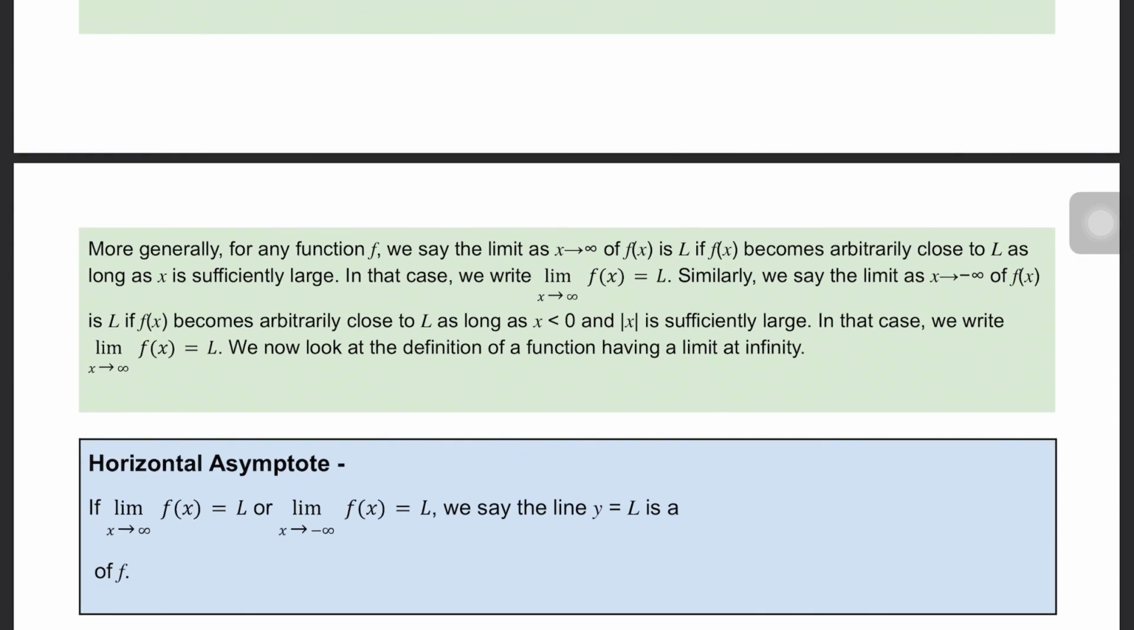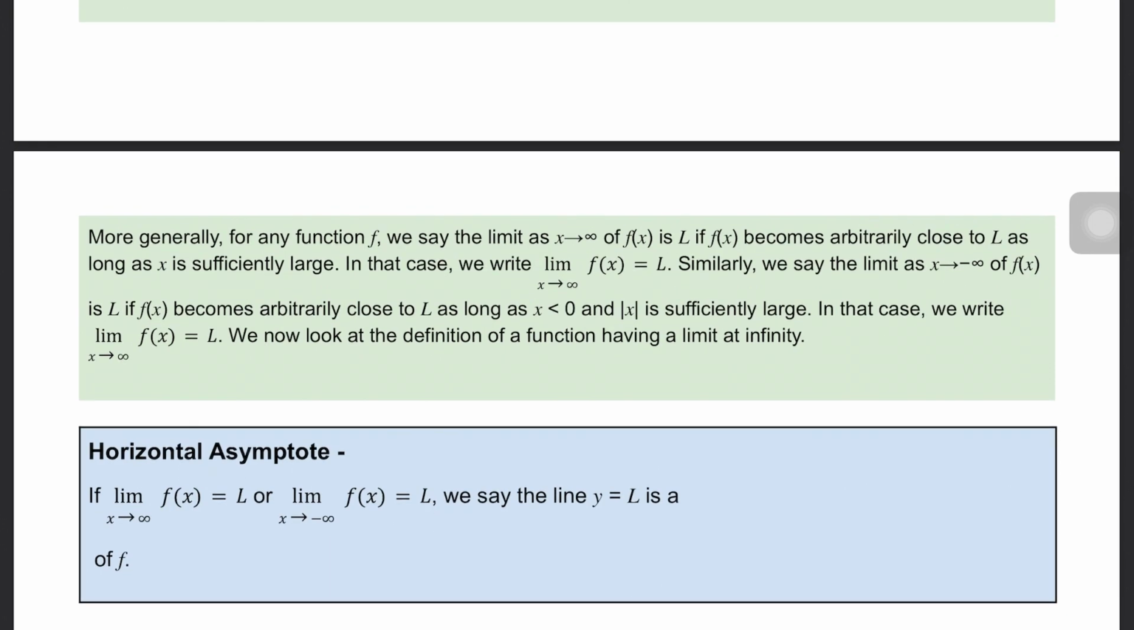So now let's generalize this. For any function, we will say that the limit as x goes to infinity of f of x is L if f becomes arbitrarily close to L as long as x is sufficiently large, as x is very, very large, as infinity. In that case, we'll say the limit of f of x is L as x approaches infinity.